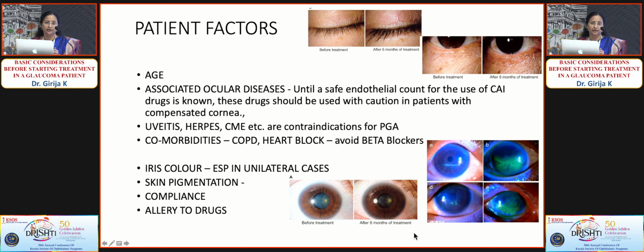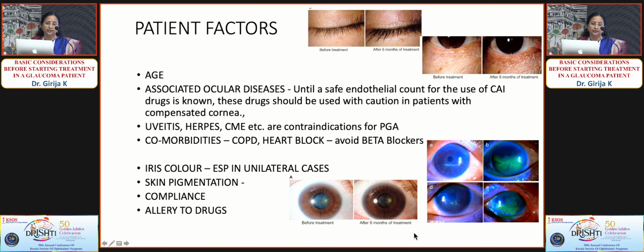Then in children and young adults, you may have to avoid certain groups of drugs. Also consider the associated ocular diseases and other systemic comorbidities. For example, beta blockers are absolutely contraindicated in COPD and heart block. But in cardiac failure, systemic beta blockers are actually given, and you can give topical beta blockers.